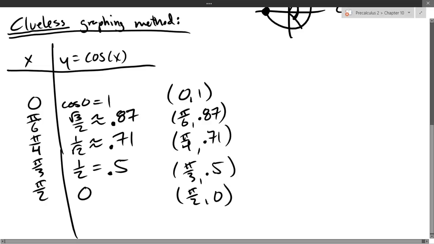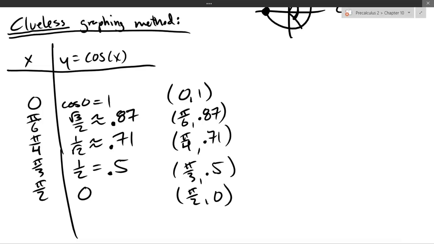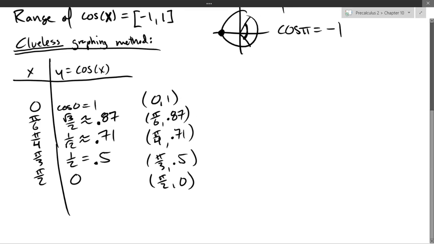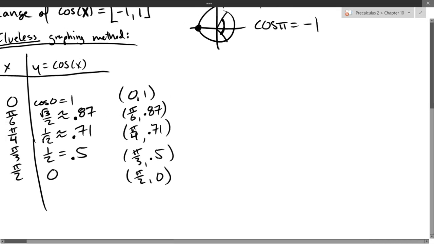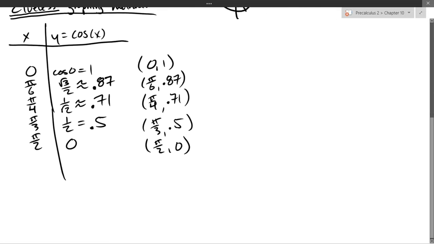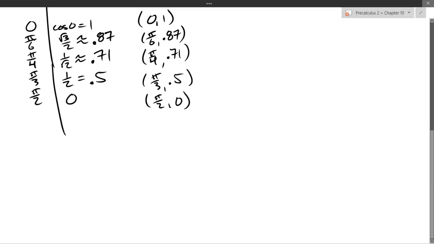Now, when you're looking at these 5 points, you might be thinking, well, what about all that pi over 6? What is that in decimal? Turns out it doesn't matter. And here's why. When we go to graph this, obviously at 5 points, we're going to plot them out. You've done this part many times. So I'm going to plot this out below.